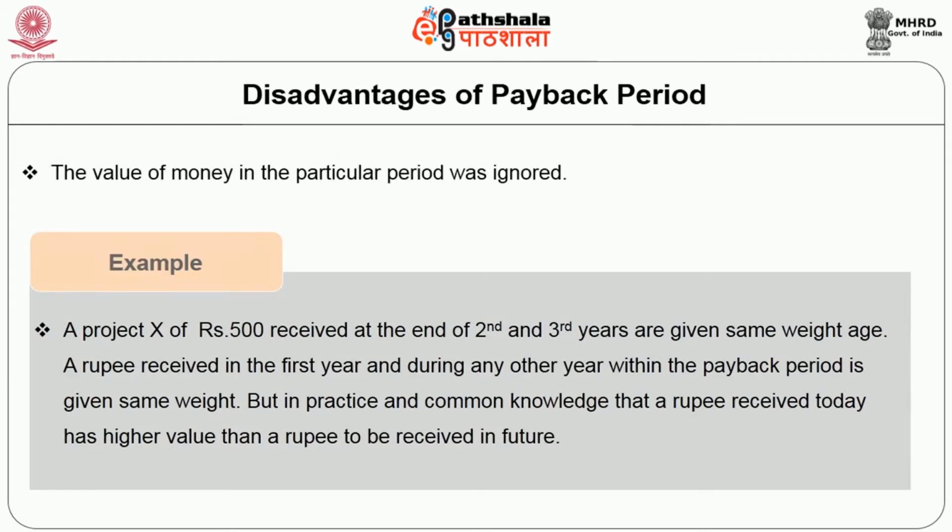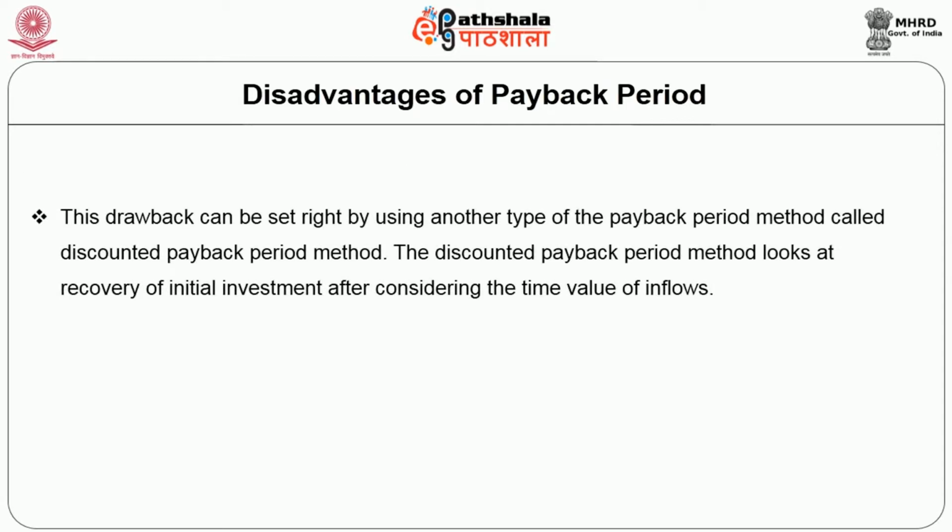Disadvantages of payback period method. The time value of money is ignored. For example, in a project, rupees 500 received at the end of the second and third years are given the same weightage. A rupee received in the first year and during any other year within the payback period is given the same weight, but in practice it is common knowledge that a rupee received today is of higher value than a rupee to be received in future. This drawback can be set right by using another method called the discounted payback period method.